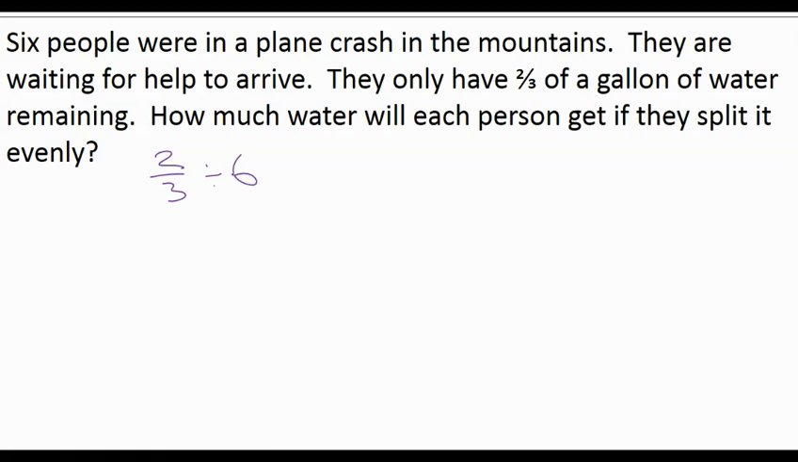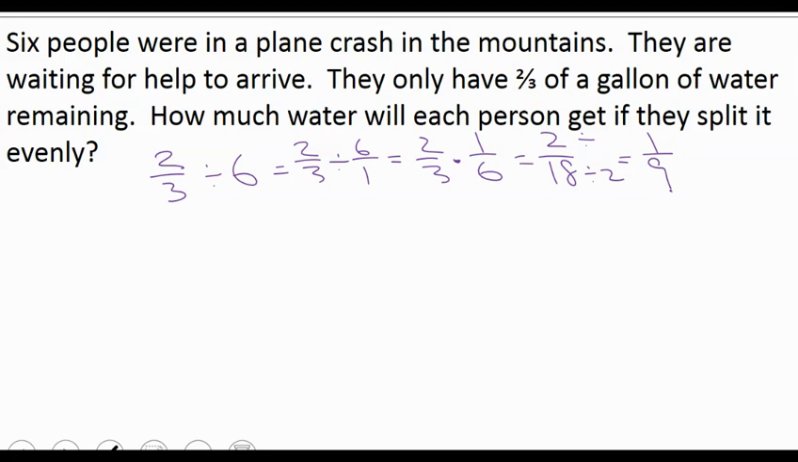So I know that would be 2/3 divided by 6/1 if I made that into an improper fraction, sorry. So then I got to flip it. So it'd be 2/3 times 1/6. If I multiply, that's 2/18, which I could simplify by 2 to 1/9. So each person is getting 1/9 of a gallon of water.